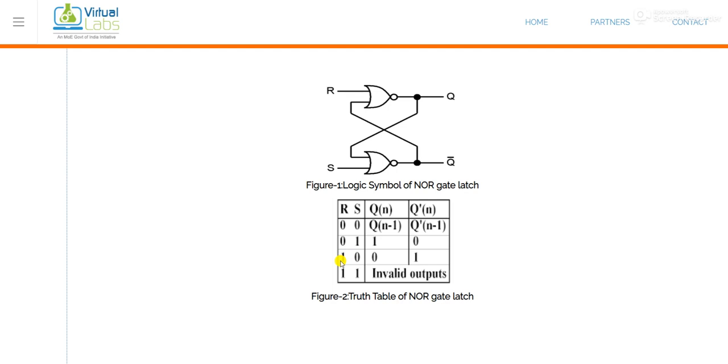The reverse situation is when r equal to 1 and s equal to 0. So for r equal to 1, the condition is reset, means the output qn will be 0.